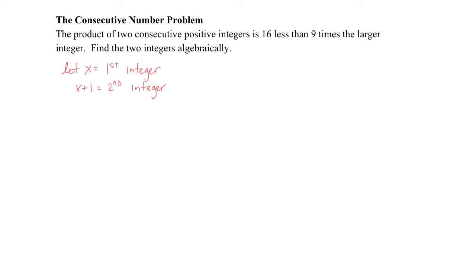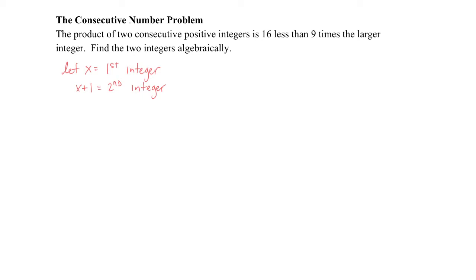Now, I will tell you, sometimes you get variations of this, which is consecutive even integers or consecutive odd integers. So that would be like 2, 4, or odd would be like 3, 5. In that case, you're going to have x for your first integer, and then you're going to have x plus 2 for the second integer, because 2 to 4 is plus 2, 3 to 5 is plus 2.